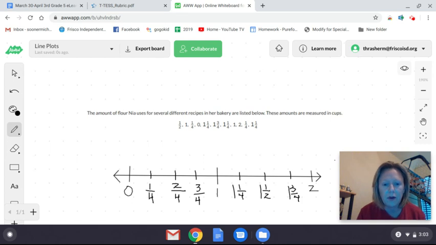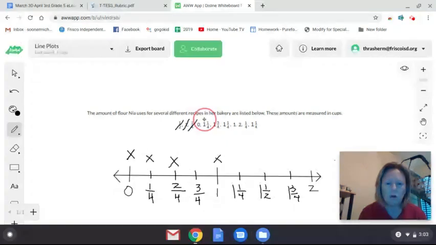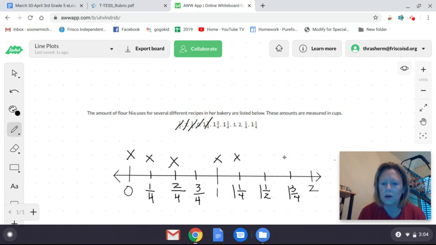Okay, so now I need to put X's above each of these numbers in my data. So 1/2 is the same as 2/4. And then I'm going to cross it off. Then there's a 1. There's a 1/4. A 0. 1 and 1/4. 1 and 3/4.